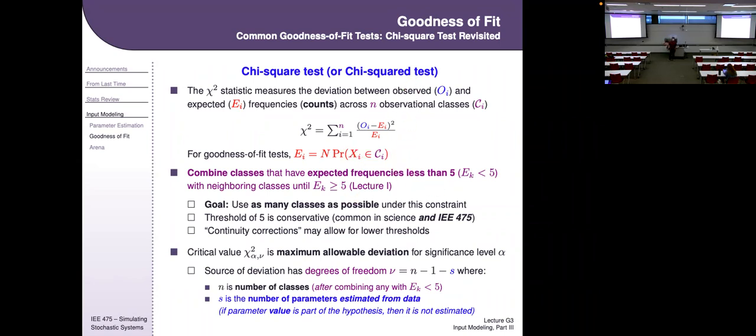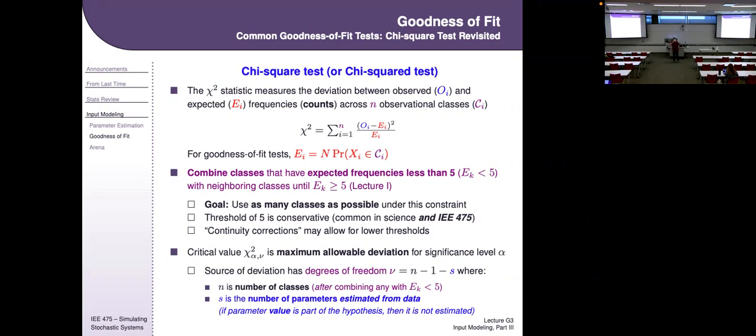And so we'll see a more concrete example here in a second. If you have classes that have an expected number of counts less than 5, you want to combine them with neighboring classes until you get a superclass that has an expected value greater than or equal to 5. And our goal is to use as many classes as possible. So if there's multiple ways you can combine things, try to combine things so that you still end up with the highest number of intervals afterwards.